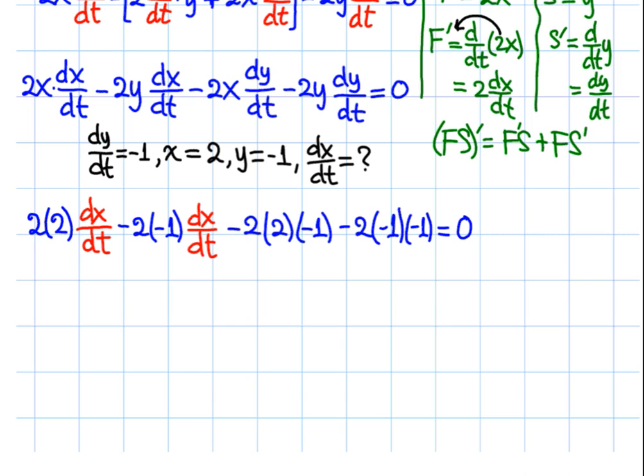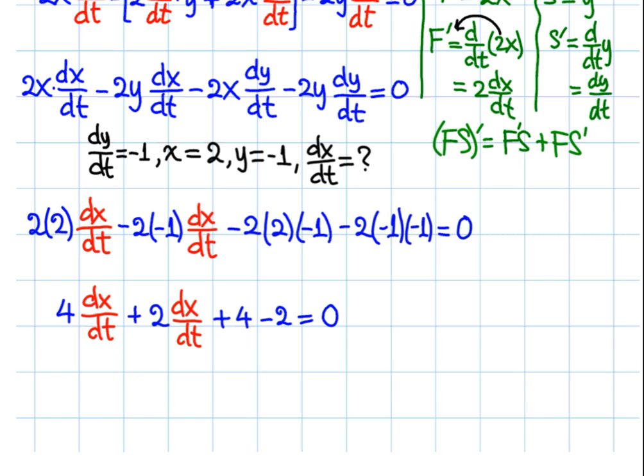Now, 2 times 2 is 4, so we have 4 dx over dt, -2 times -1, 2 dx over dt, -2 times 2 times -1, that's a plus 4, and -2 times -1 times -1, so that would be -2, equal to 0.